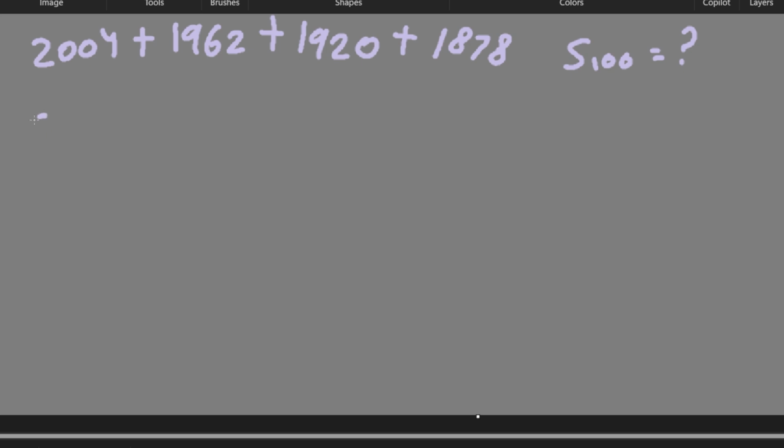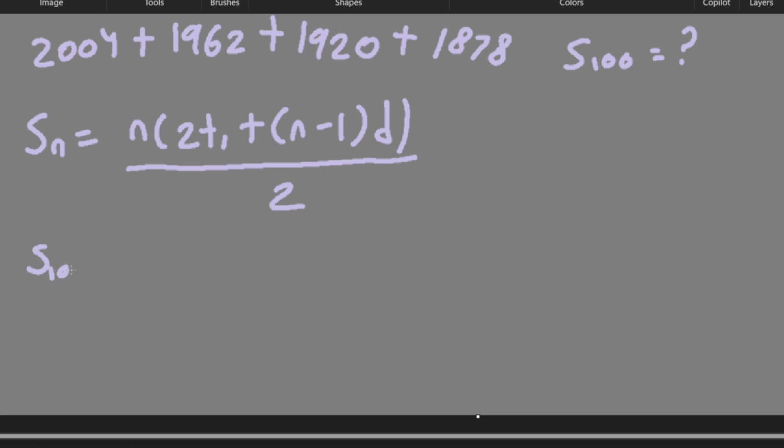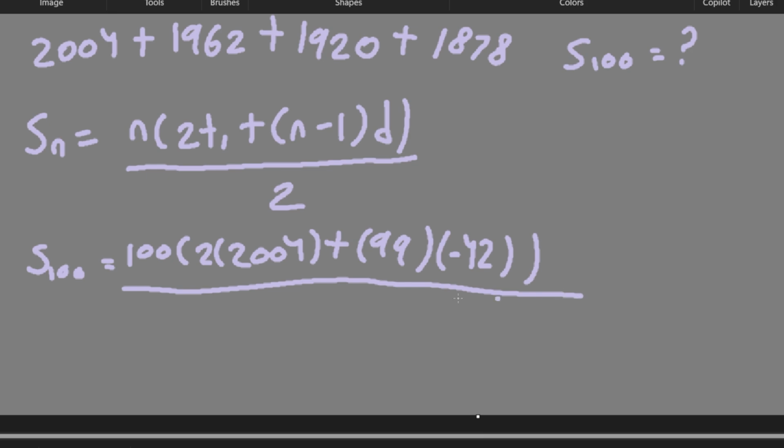So, to determine this, I'm going to use the first formula, because who wants to do extra calculations for no reason? S100 is equal to 100 times 2 times 2004, which is term 1, plus 100 minus 1, which is 99, times the common difference. Let's do 1962 minus 2004. You get minus 42. Divide all of it by 2. That is the sum of the series, negative 7500.